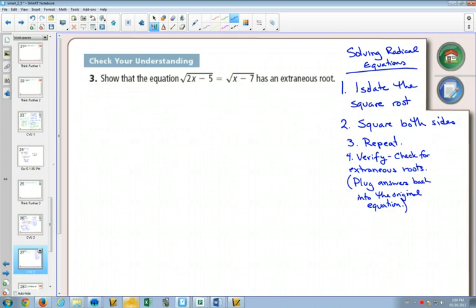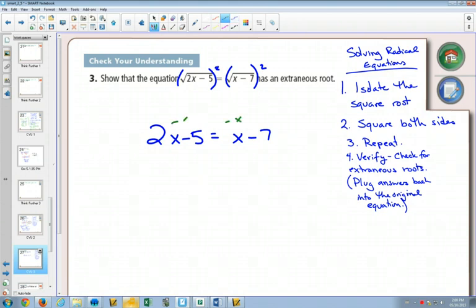So when you have 2 square roots, you just try to isolate one of them. In fact, in this case, they're both isolated by themselves on either side of the equation. So step 1 in our steps is already done. It's already isolated. So what we're going to do to solve is we're going to square both sides. Now squaring will get rid of our square root sign. So then our equation just becomes 2x minus 5 equals x minus 7.